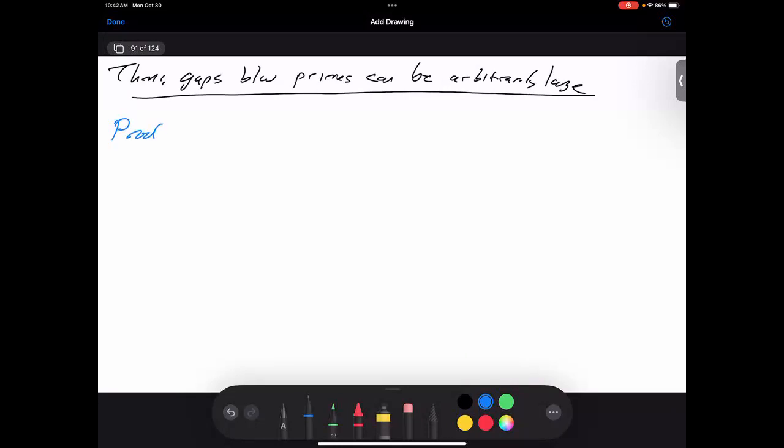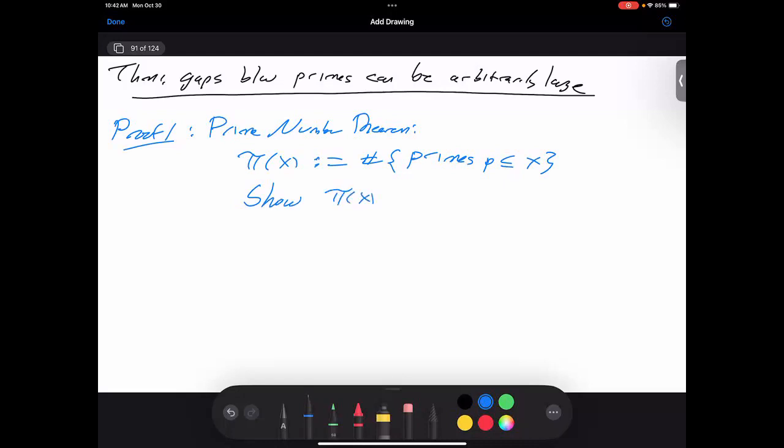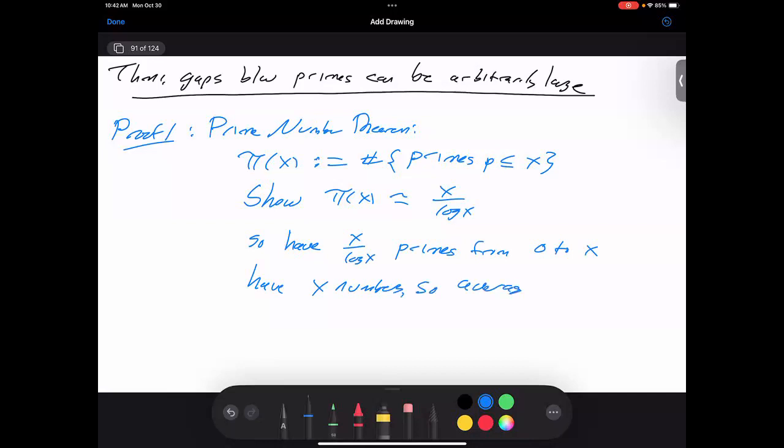So proof one, this is the elephant gun or the atomic bomb. You prove the prime number theorem. So pi of x is defined to be the number of primes p less than or equal to x. And you show that pi of x is approximately x over log x. So we have basically x over log x primes from, say, 0 to x. We have x numbers. So the average gap is about the interval length x divided by the number of items, which is log x, which goes to infinity.